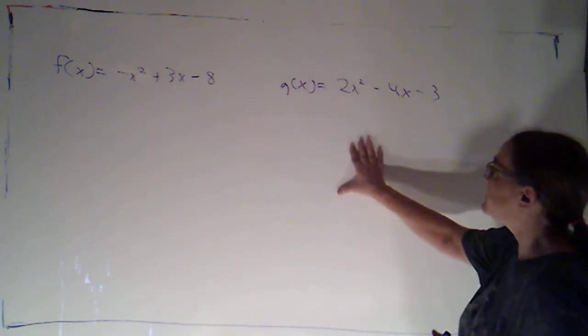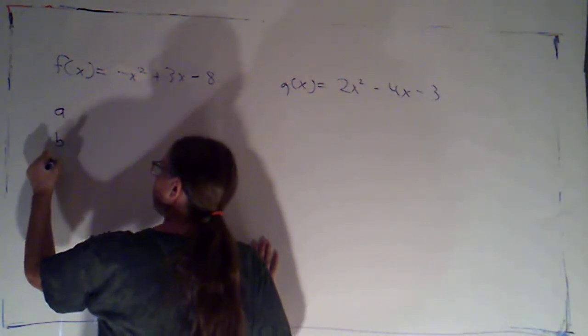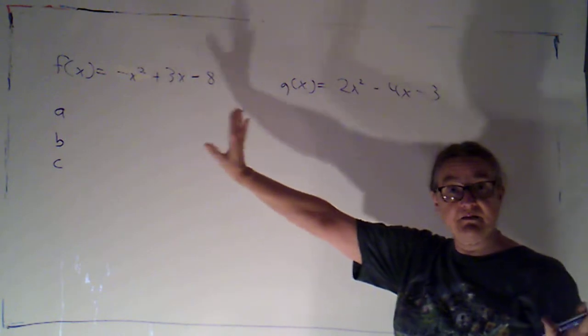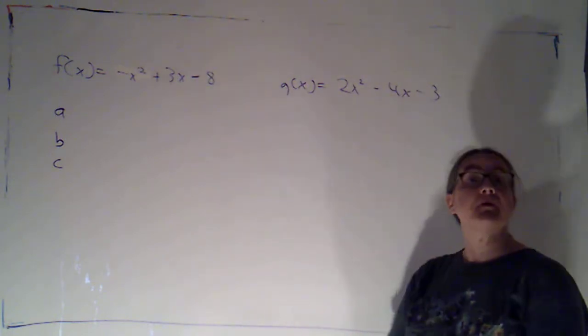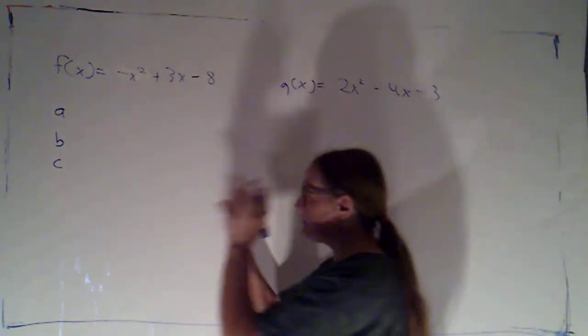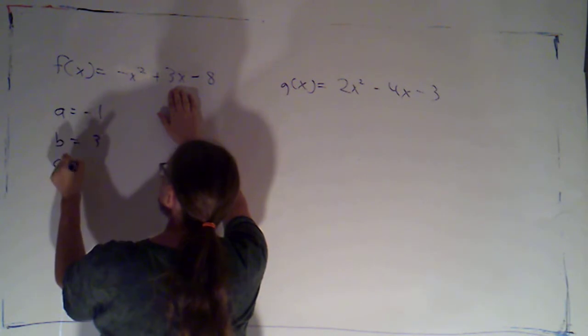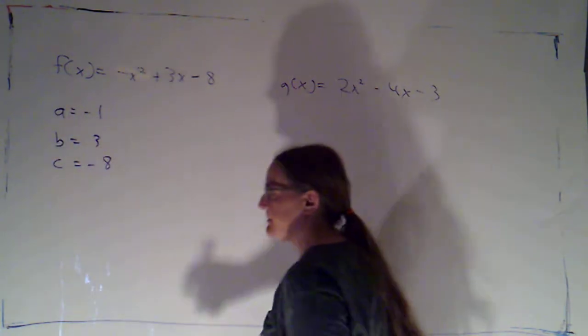All right, so let's do f of x first. I'm just going to write down my a, b, and c. I know I'm going to need a and b to find the vertex, and if I end up using the quadratic formula to find x-intercepts, I'll need c as well. So I'm just going to write them all down up front. A is -1, b is 3, c is -8.